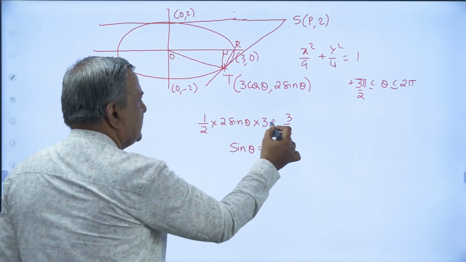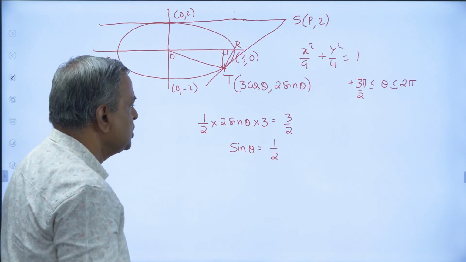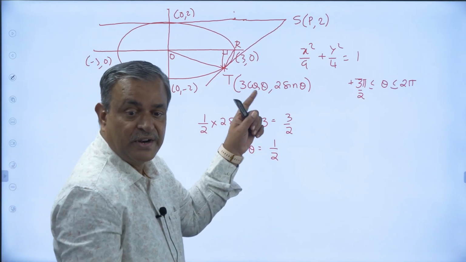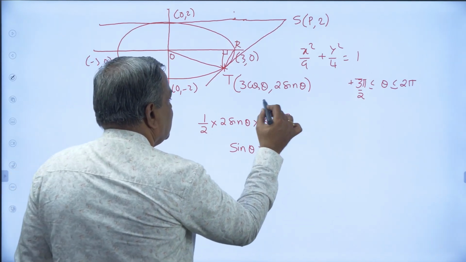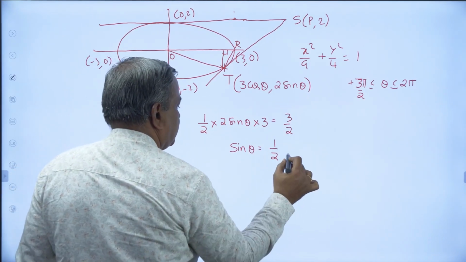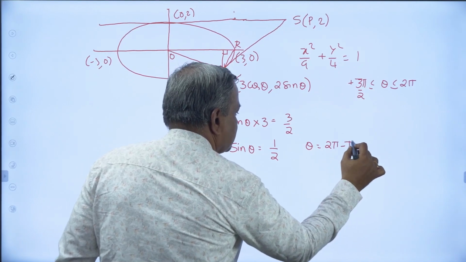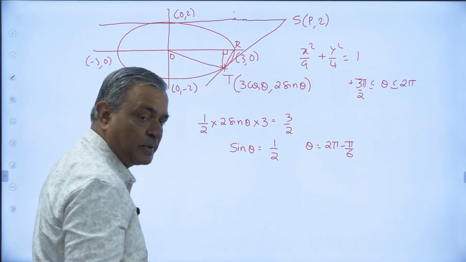Why? This 3 and 3 will cancel, 1 by 2 will cancel, so 2 sin theta is equal to 3 by 2 gives sin theta is equal to 1 by 2. But which quadrant? Fourth quadrant. So it means theta is equal to 2 pi minus pi by 6.